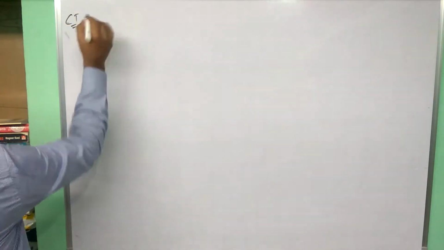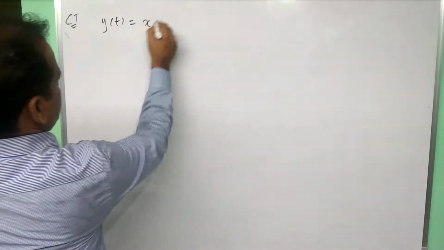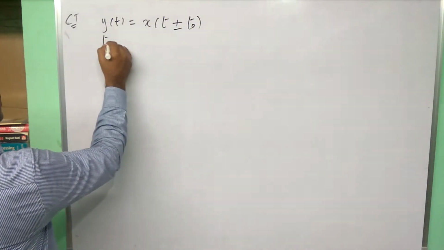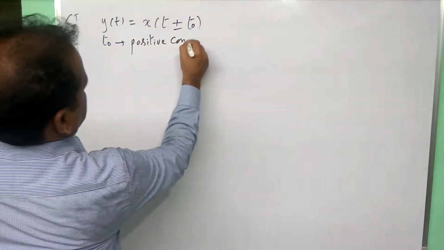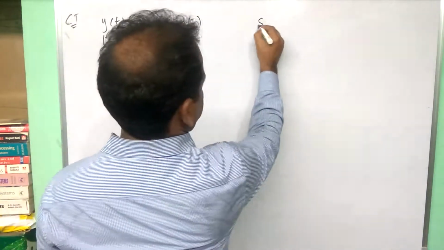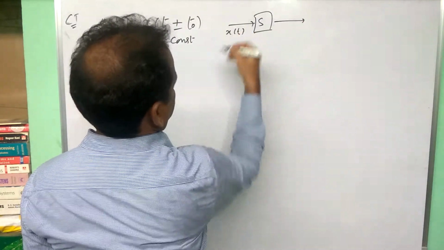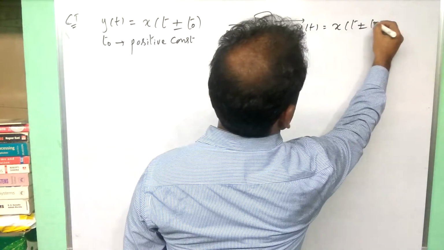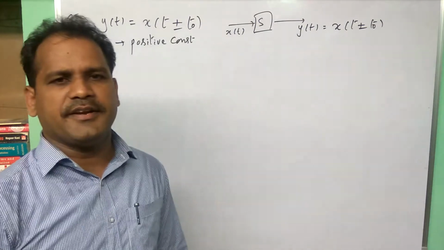Here the system, a continuous time system I am considering, is described with the input output relation y of t is equal to x of t plus or minus t naught. Here t naught is some positive constant. Anyhow, if you apply input x of t, the output is equal to x of t plus or minus t naught. Let us check whether this system is linear or not.